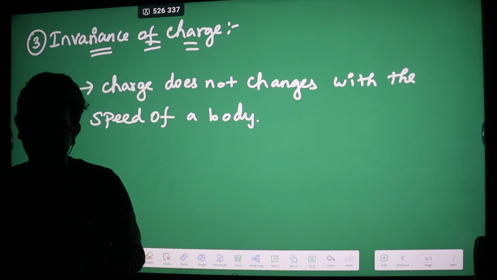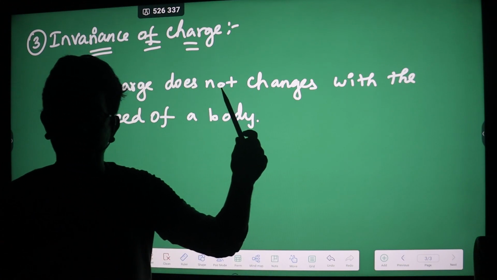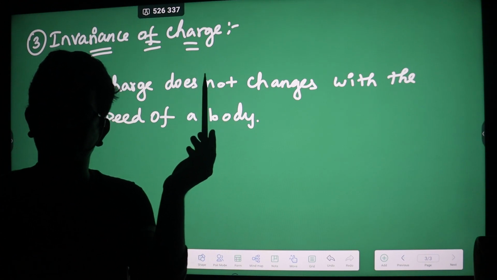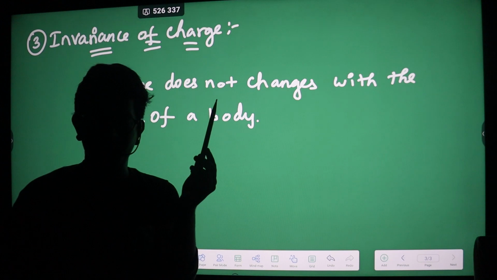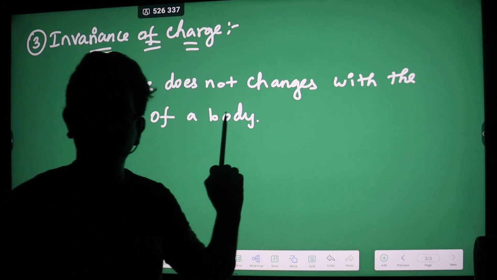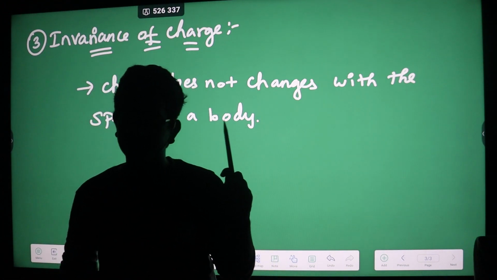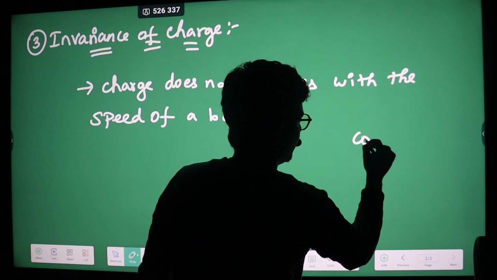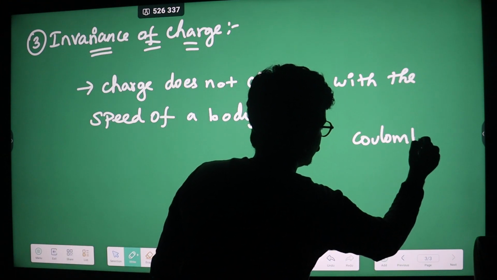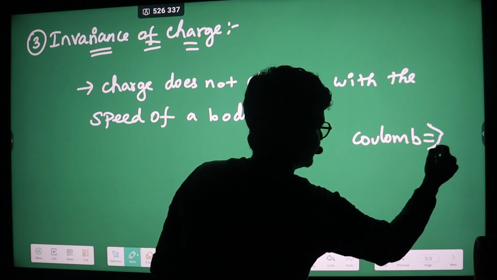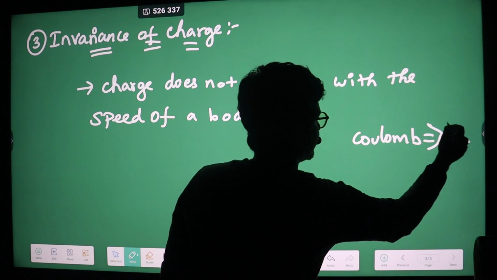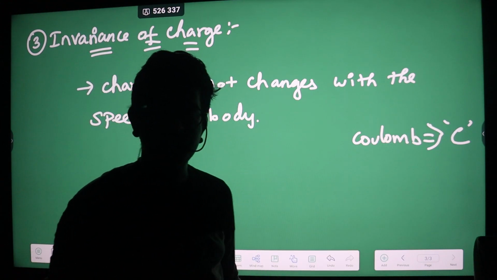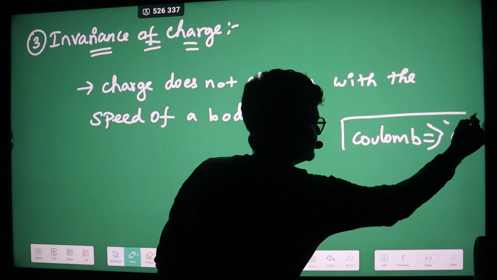Let us understand this. For example, I'm having a pen here, right? For example, it is having a charge of 5 coulomb, right? I think I forgot to give you the SI unit of the charge. SI unit of the charge is coulomb, and its representation is capital C, right? You just remember this one.